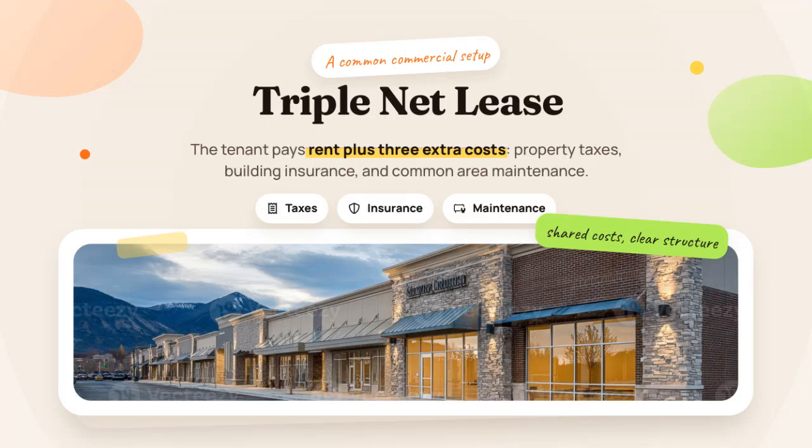Here, we're looking at the concept of a triple net lease, which is a common arrangement in commercial real estate. Essentially, the tenant is responsible not only for paying rent, but also for three additional costs: property taxes, building insurance, and common area maintenance. This setup is beneficial because it clearly outlines which expenses the tenant covers, creating a transparent and balanced financial structure. By sharing these costs, landlords can reduce their overhead, while tenants gain a clear understanding of their total financial commitments. Overall, the triple net lease provides a straightforward and widely used framework for commercial property leasing.